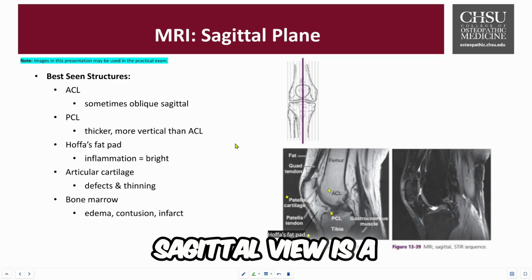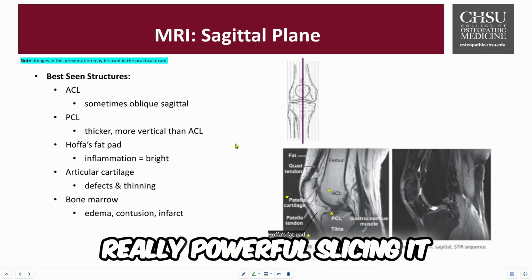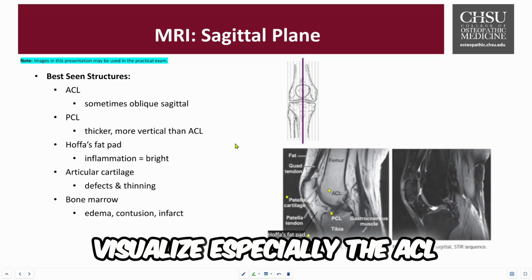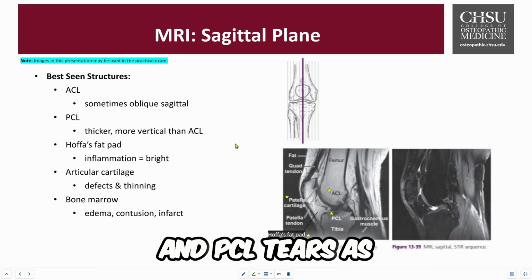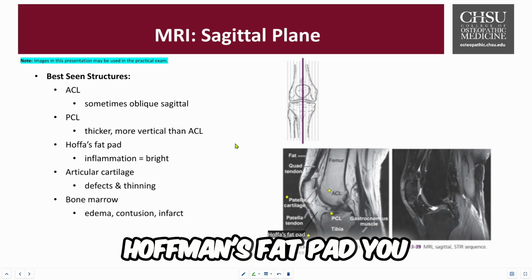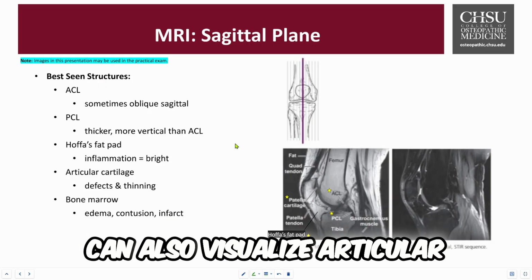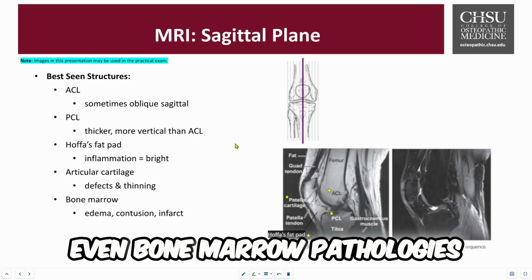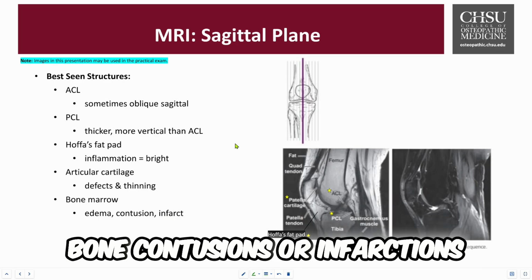And the sagittal view is a really powerful slicing. It can help to visualize, especially the ACL and PCL tears, as well as any kind of inflammation of the Hoffa's fat pad. You can also visualize articular cartilage defects and also even bone marrow pathologies, so any kind of bone contusions or infarctions of the bone.